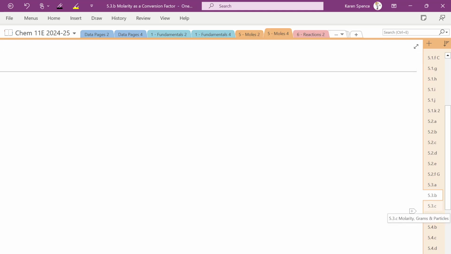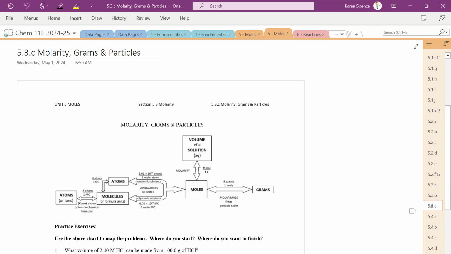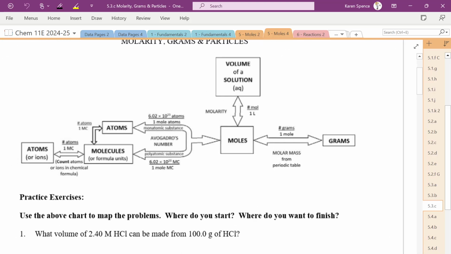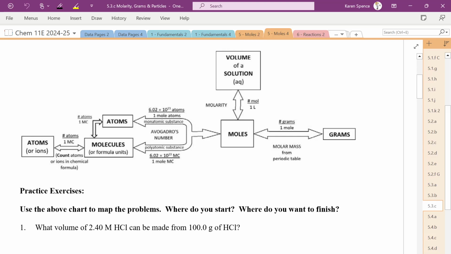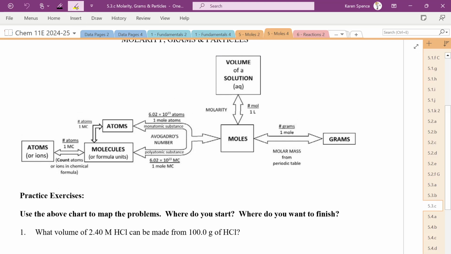So let's see what 5.3c has in store for us. Ooh, molarity, grams, and particles. Your choice as to whether you do 5.3b, okay? You have a choice as to whether to do 5.3b. And here, now we have a new area of our map. Yes, we've added that little up thing there.